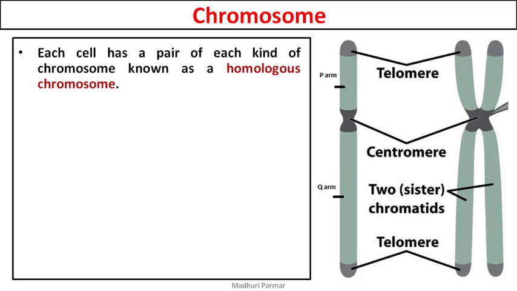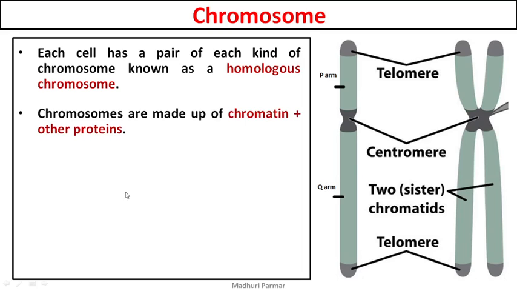Each kind in the sense there are some number of chromosomes, like in humans there are 23 pairs, right? So each cell has a pair of each kind of chromosome, from 1 to 23. They are known as homologous chromosomes. These homologous chromosomes, the pair, one you get from your mother and one you get from your father.